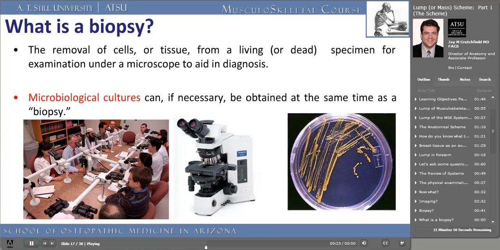Microbiological cultures can be obtained at the same time as a biopsy. Depending on your clinical acumen, you may need to obtain bacterial or viral cultures or even specialized cultures, for example, for tuberculosis or anaerobic bacteria. The pathologist will then help you decide if further testing, a larger biopsy specimen, or operative removal is required of the mass or lump in question.